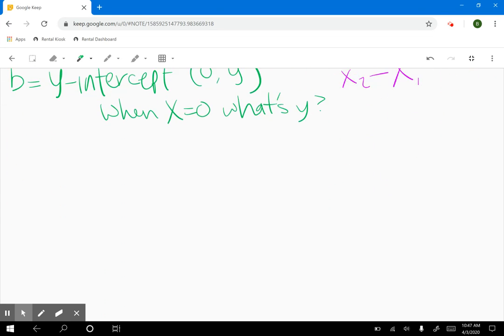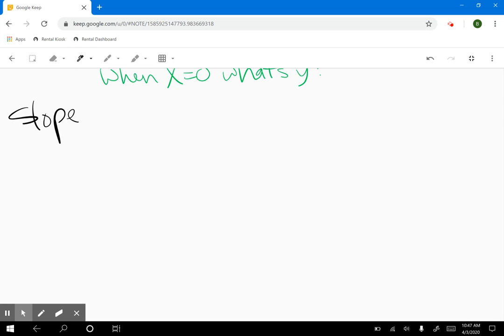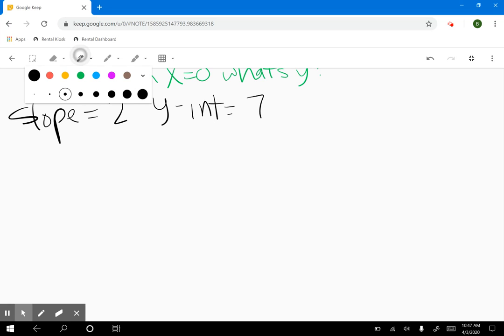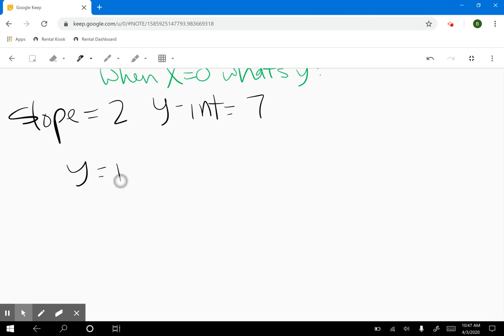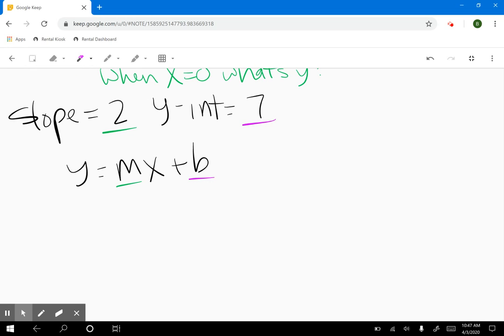So let's go over an example. We want to write an equation when we're given the slope of, let's say, 2, and y-intercept is 7. So again, I'm going to start by writing our equation out. y equals mx plus b. Now again, slope is the m, and the y-intercept is the b.